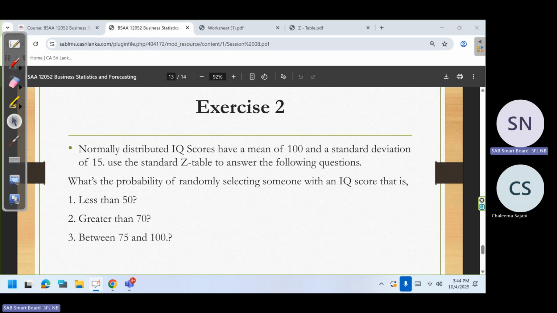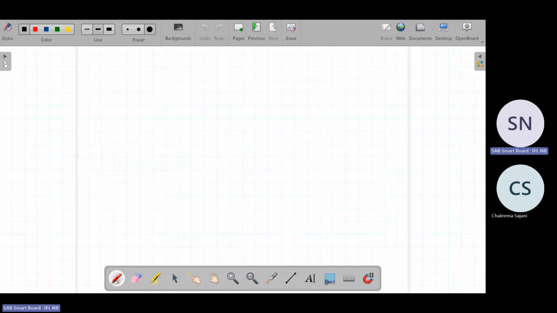Then first you define what the random variable is. First we write down X is IQ score. This is the first step. Okay. Then the question says this IQ score is normally distributed with mean and the standard deviation is 15. Mean I think 100. Okay.